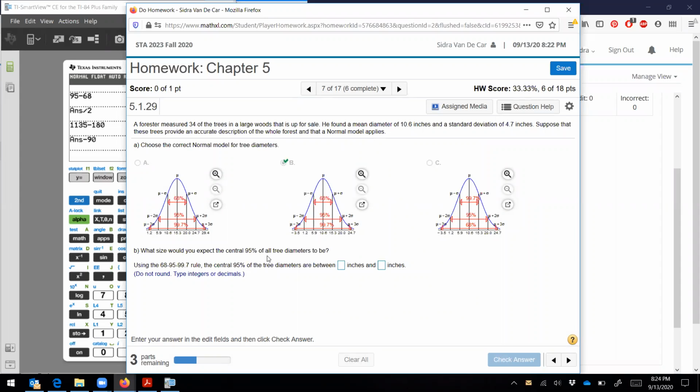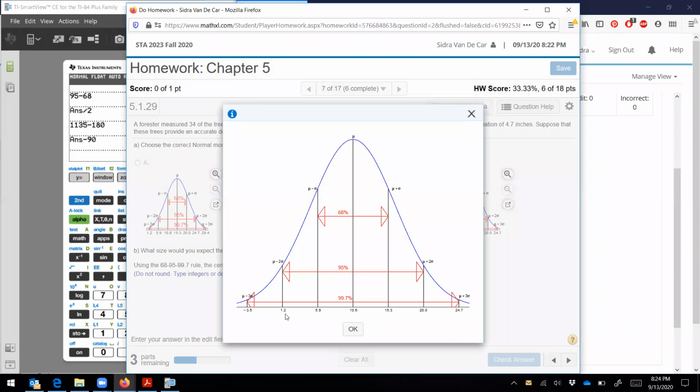What size would you expect the central 95% of all tree diameters to be? So 95% should be between 1.2 and 20.